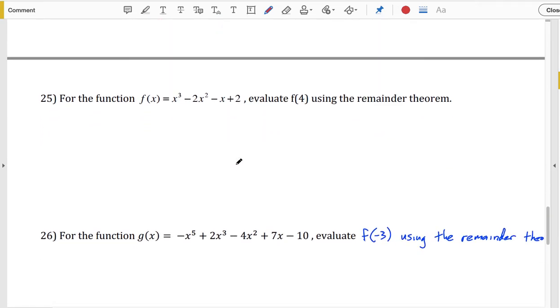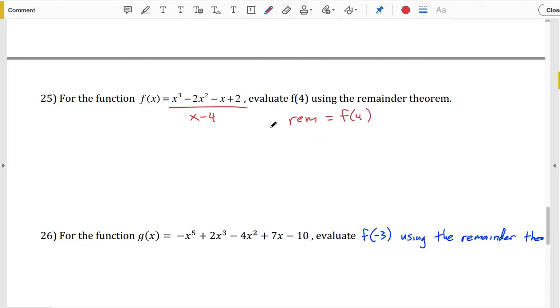Okay, so we are evaluating with the remainder theorem. For this function, we are evaluating f of 4 using the remainder theorem. Remember, essentially the remainder theorem states that if I want to evaluate f of 4, what I have to do is divide this function f of x by x minus 4. Notice that's the opposite of this. So I divide by x minus 4, and for the result, the remainder will equal f of 4.